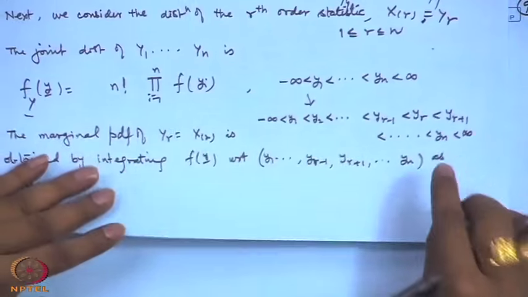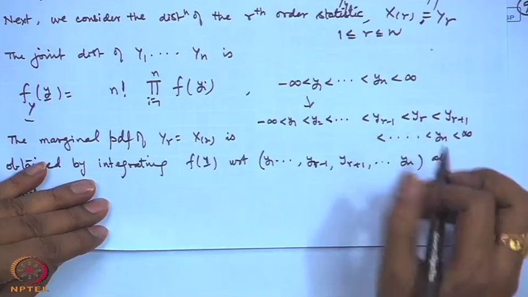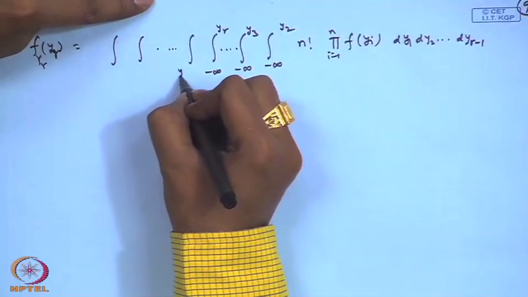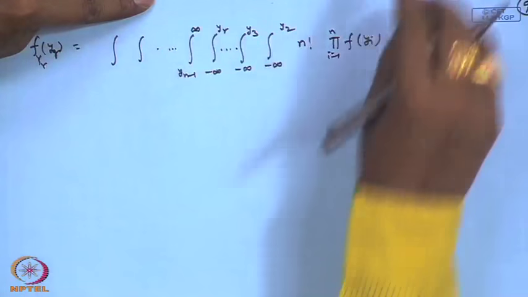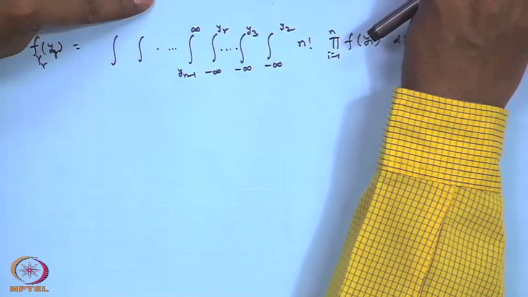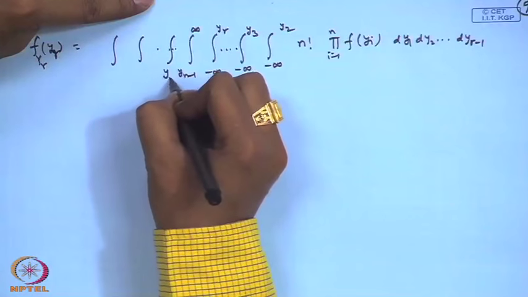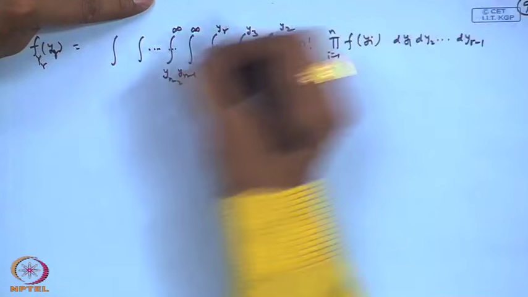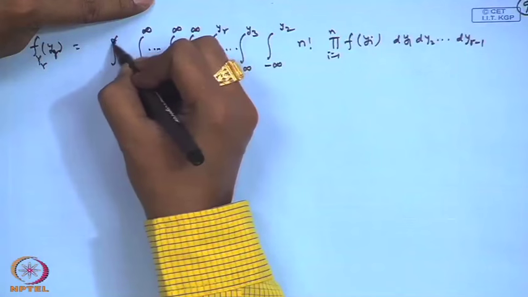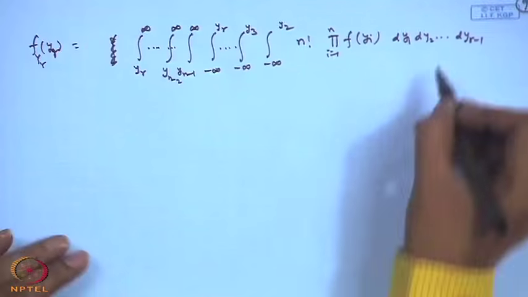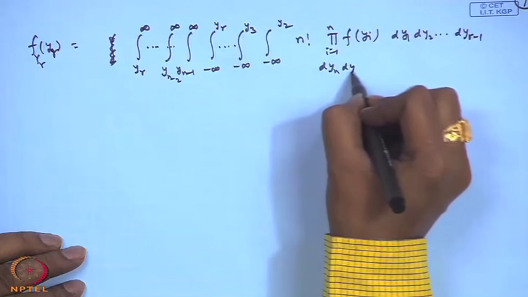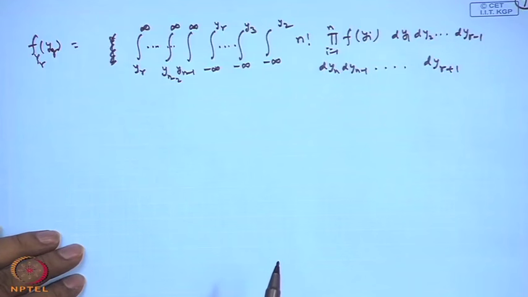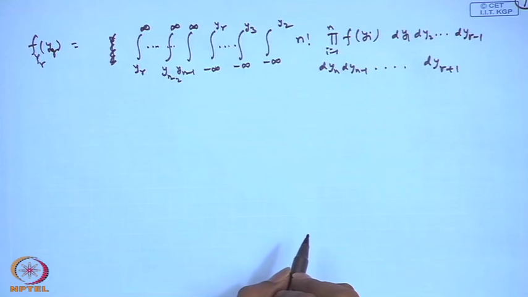Now, let us look at integration of y_n. y_n will be integrated from y_{n-1} to infinity. Then next one, y_{n-1}, will be from y_{n-2} to infinity, and so on. Then ultimately y_{r+1} will be from y_r to infinity. Okay. So, this is dy_n dy_{n-1} and so on up to dy_{r+1}. Now, let us look at the integration part here.